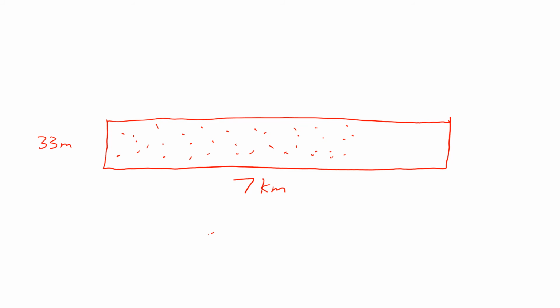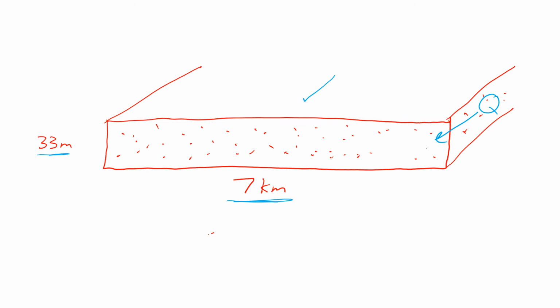There's a number of different ways you could draw this out. I'm going to draw it looking like this. And what you have is a certain amount of water flow that's moving through this cross-sectional area that's 7 kilometers wide and 33 meters thick. So how much water is going to pass through there every day? That is the question that you need to determine.